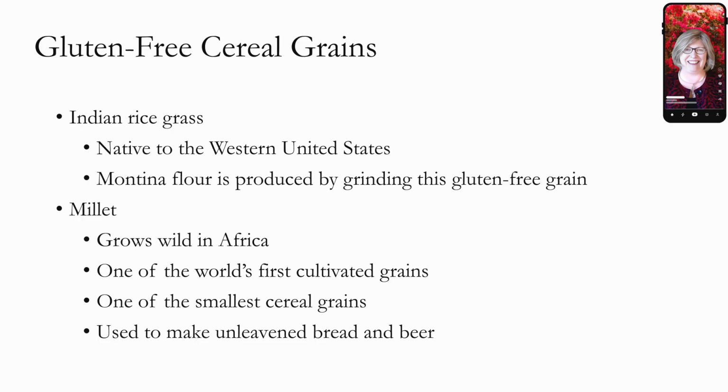Then we have millet, which grows wild in Africa. It's one of the world's first cultivated grains and one of the smallest cereal grains. It's used to make unleavened bread and beer.